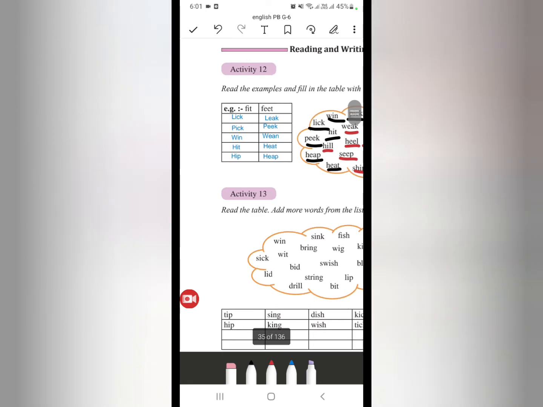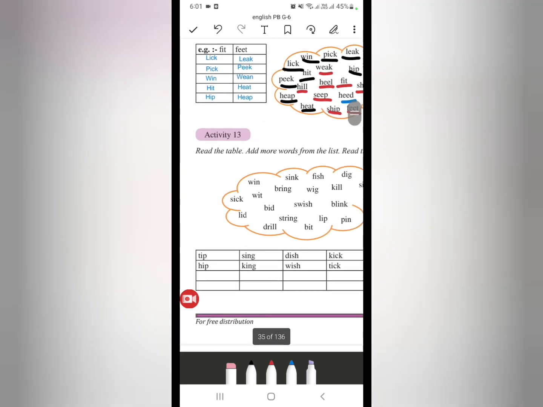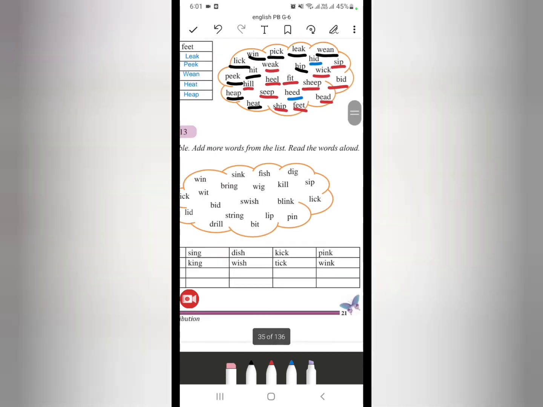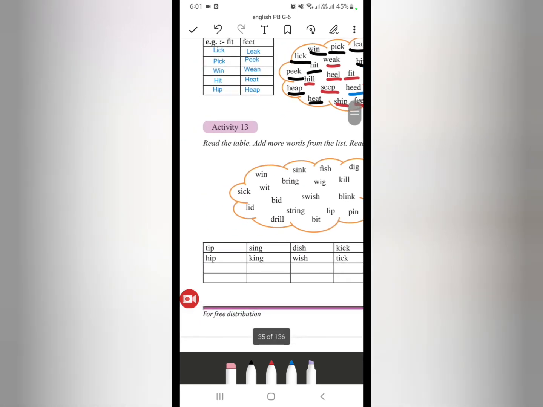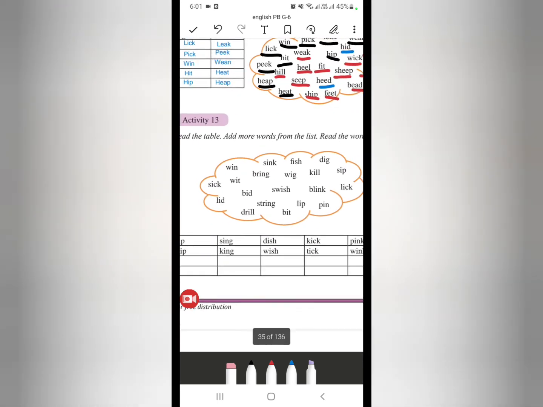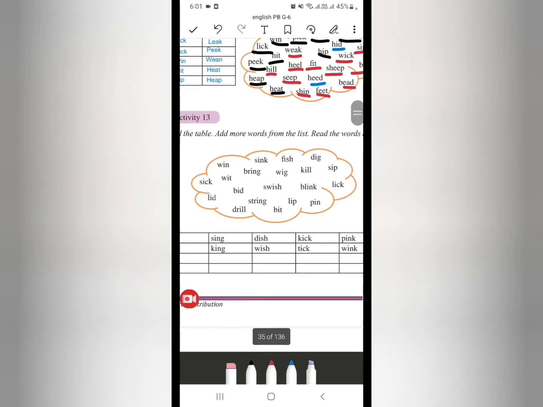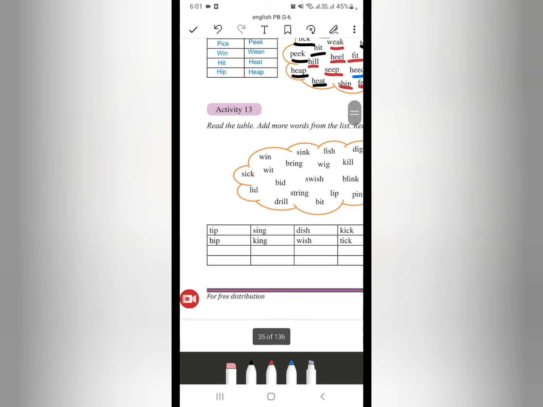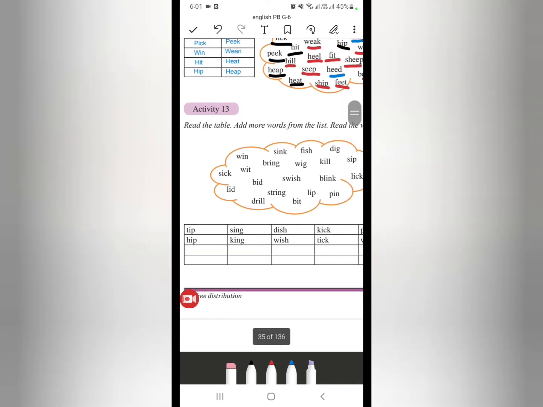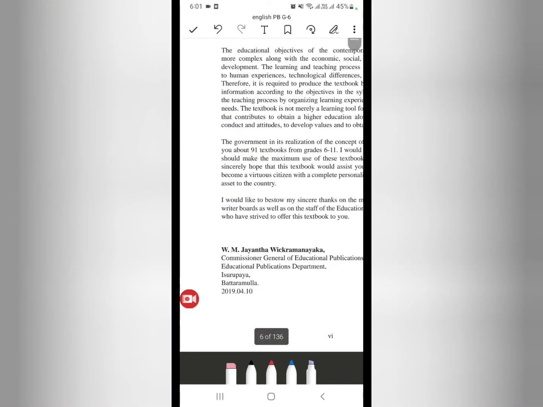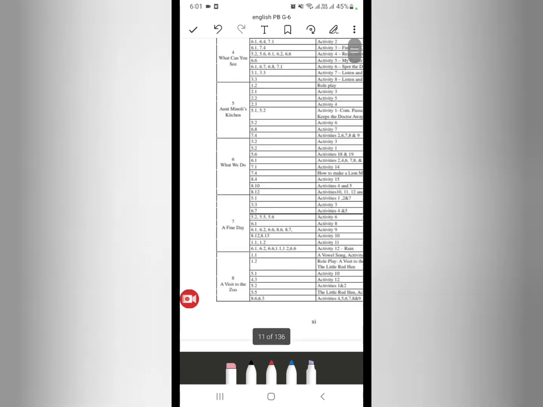Okay. Now we'll go to activity 30. Read the table. Add more words from the list. Read the words aloud. Okay, now you should read the table and then fill it using this list. Now, tip, hip, the word which ends with P. You should find the word which ends with P.